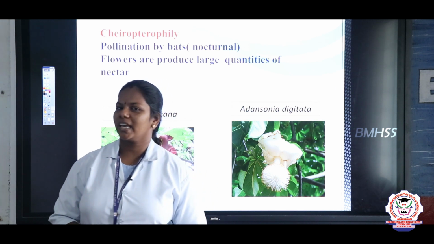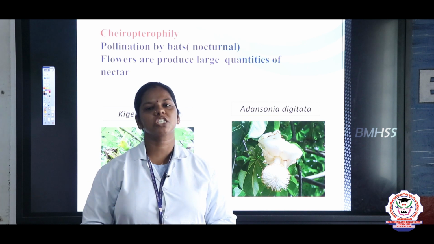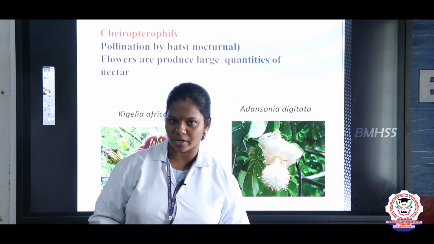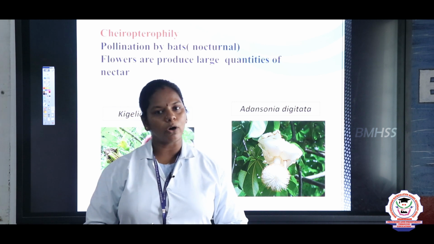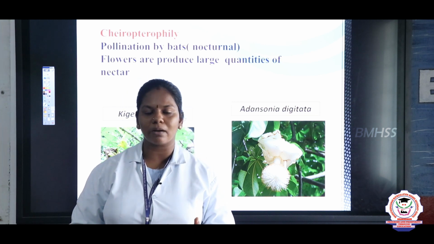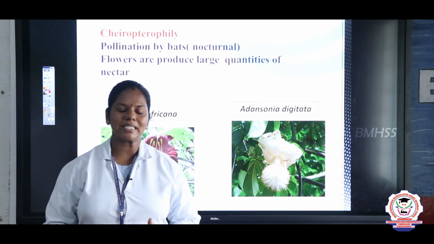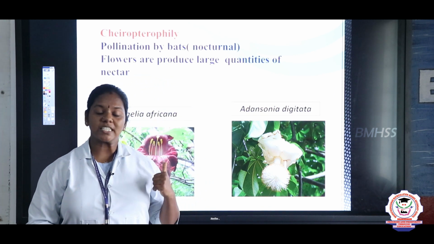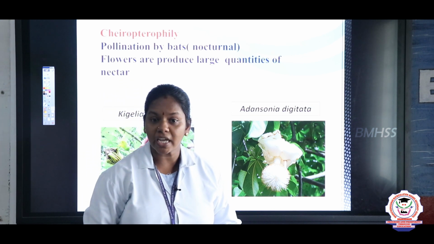Children, today the topic of discussion is 12th standard botany, the first chapter, asexual and sexual reproduction in plants. And in this we are discussing pollination, and the agents of pollination. First we discussed ornithophilous flowers. What is ornithophily? Pollination by birds.